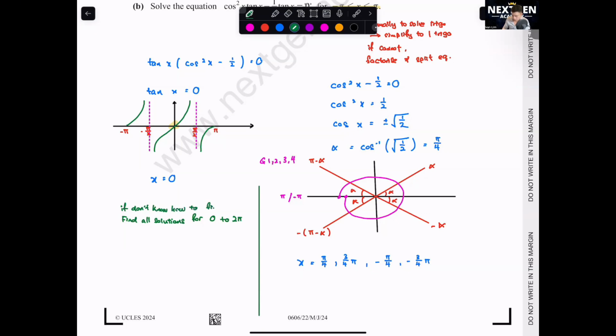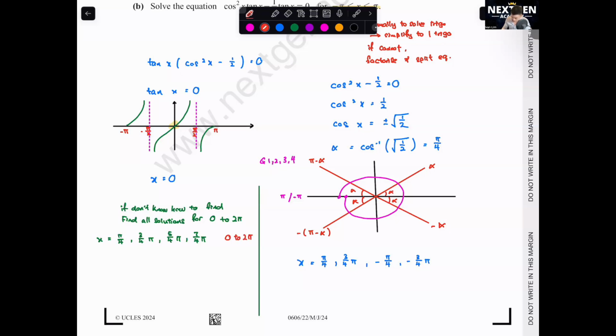Completely forgot about the negative. So yeah, okay, this is what you do. You do pi over 4, then 3 over 4 pi. Your third quadrant will be pi plus 1 over 4, so 5 over 4 pi, then 2 minus 1 over 4 pi, which is 7 over 4 pi. Okay, this is based on 0 to 2 pi.